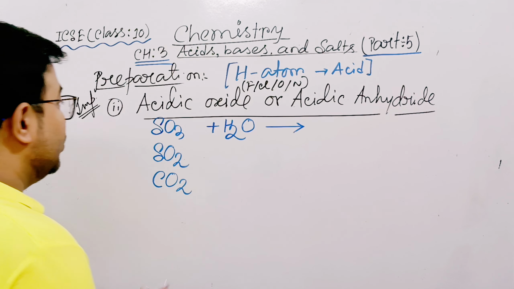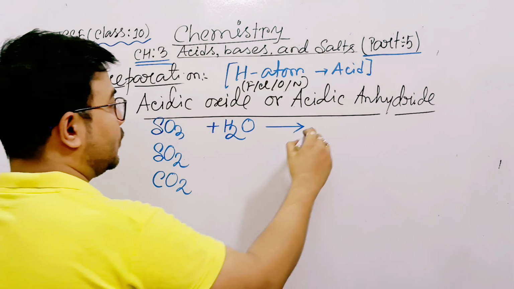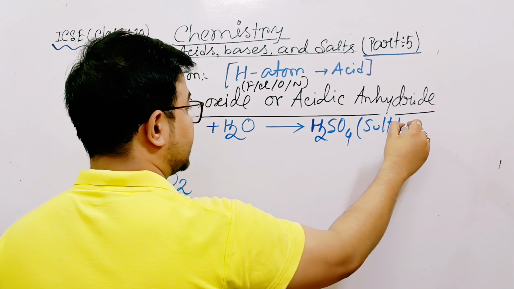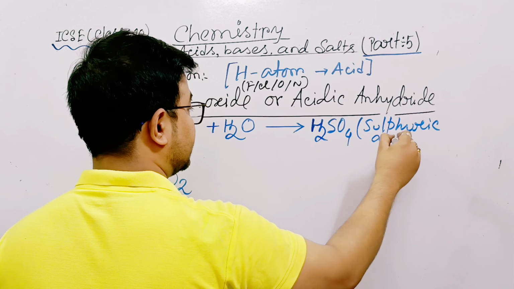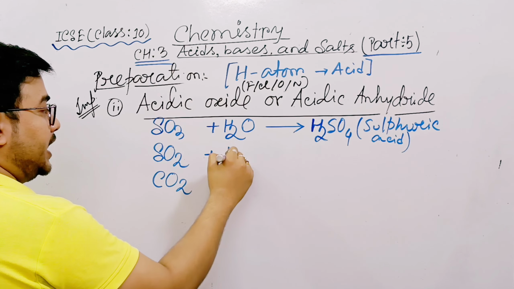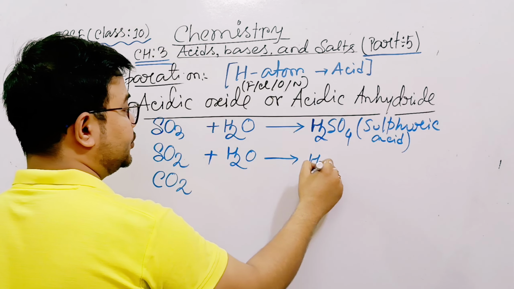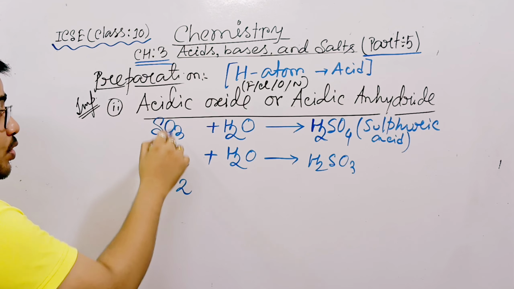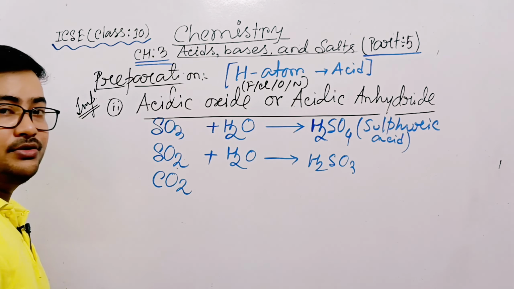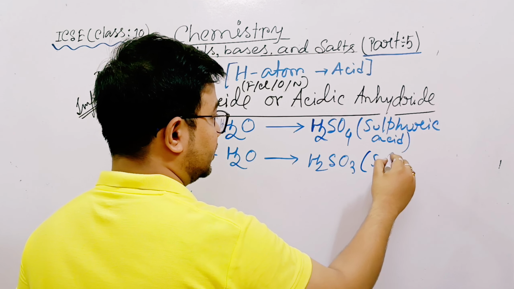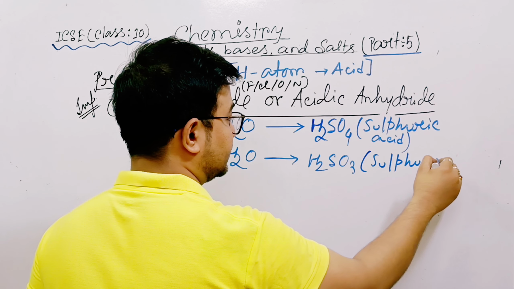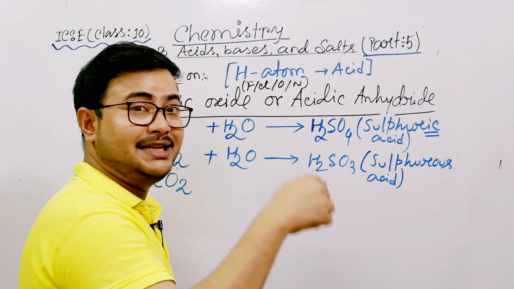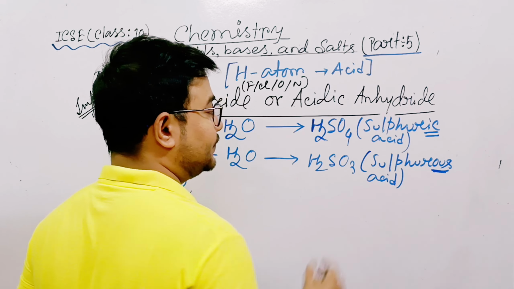Okay, see, when SO3 reacts with water, it will form H2SO4. What is the name? Sulfuric acid. Now again, with one oxygen less, it will form H2SO3. What is the name? Sulfurous acid. So it is called ic acid, sulfuric acid. It is called ous acid, sulfurous acid.